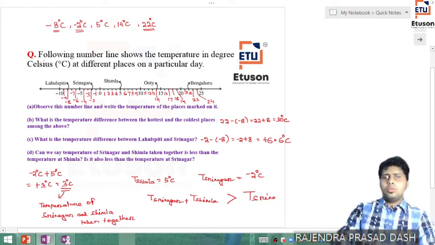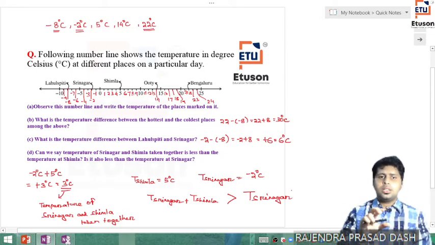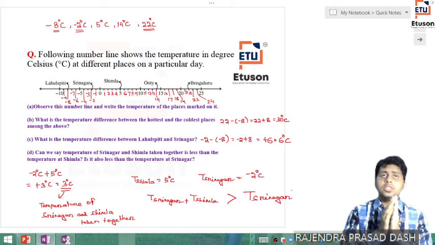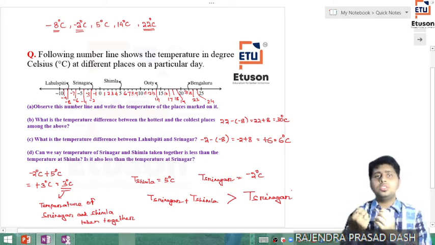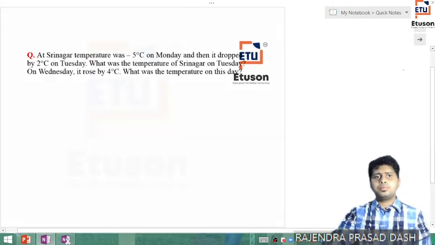Hope you are getting this. Nothing big deal has happened here. We just drew the number line, found out the temperature of the various places, and compared. We just did simple subtraction. I have already told you, in case of subtraction you have to just add the additive inverse of the number which was to be subtracted from the other number. Hope you are getting this. So let's go to another question.